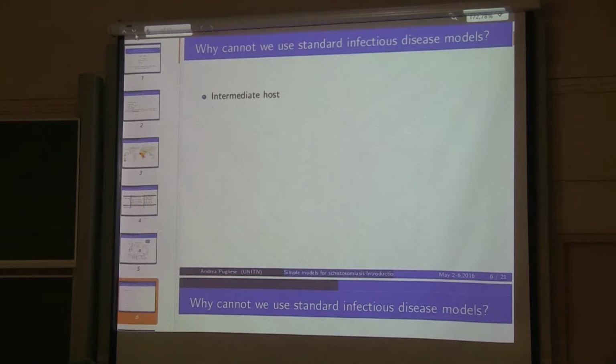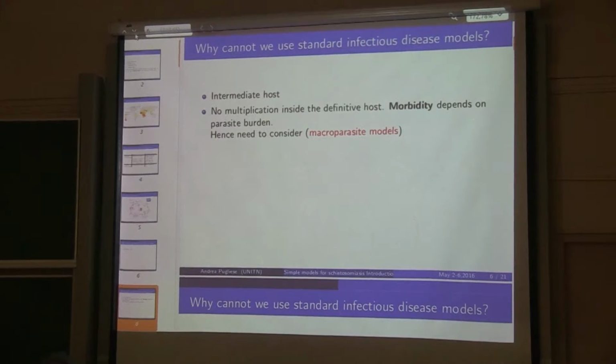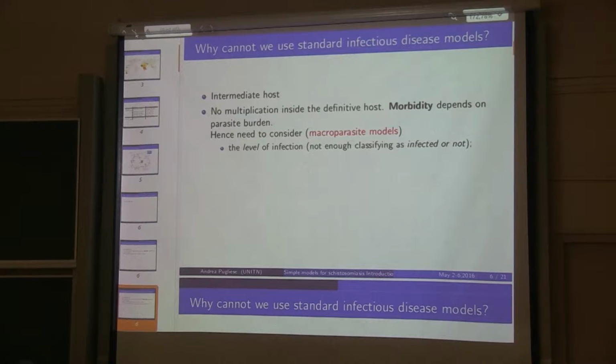A second thing is that the worms do not multiply within a human. There are larvae that transform into adults, they mate, but to have multiplication, they have to go through the cycle. Also an important thing is that the morbidity depends on parasite burden. So it's really something relevant only when the parasite burden is high. Because of this, there are two things to consider. One is that you have to consider not only whether an individual is infected or not, but also the level of infection.